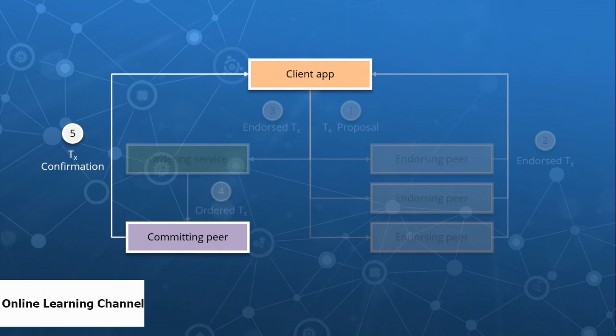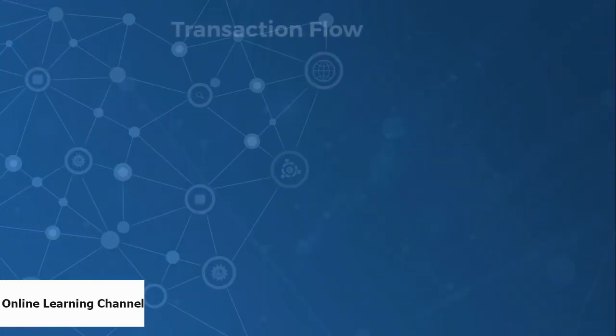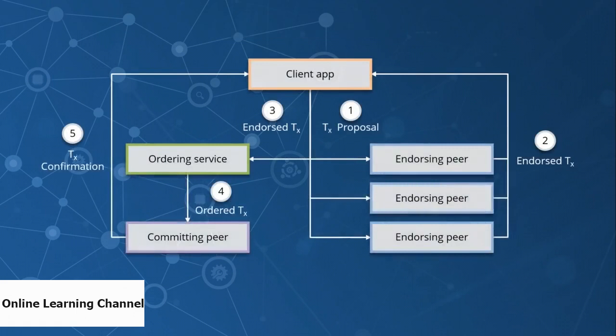And with that, we have now concluded all of the phases of transaction flow in Hyperledger Fabric, starting from a transaction proposal to endorse transactions, to a collection of ordered and endorsed transactions, to finally a bunch of validated transactions which are written to the blockchain.